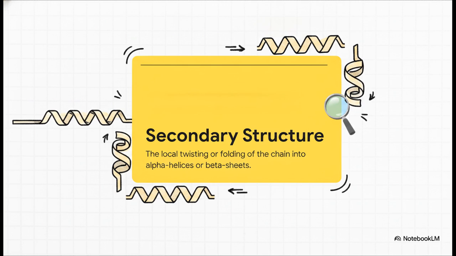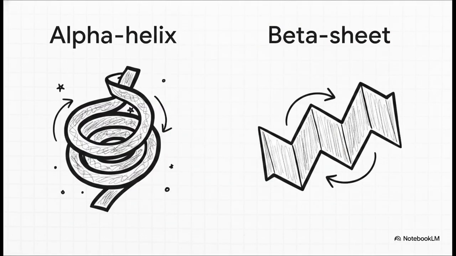in very specific, targeted sections. And from that localized twisting, we generally get two main, highly predictable shapes: alpha helices and beta sheets. Alpha helices look a lot like spiraling staircases, or tightly coiled springs. And beta sheets? They resemble the folded, zigzag pleats of a paper fan. These two reoccurring structural shapes really act as the fundamental building blocks for the rest of the protein's overall architecture.